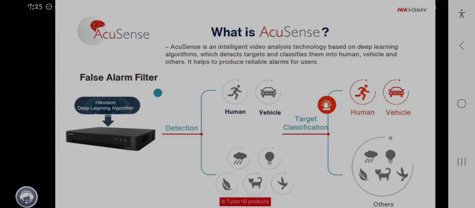In Turbo HD products, we have the Turbo 4.0 DVR, which is designed with Hikvision deep learning algorithm. It can detect human and vehicle, classify targets, and filter other objects like rain, light, leaves, animals and birds. AccuSense technology ensures alarm accuracy.